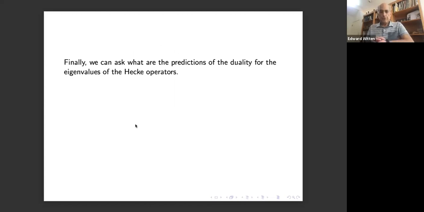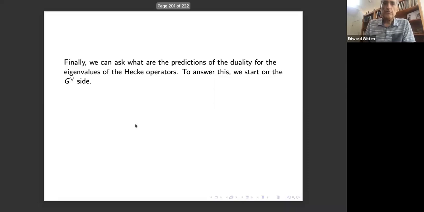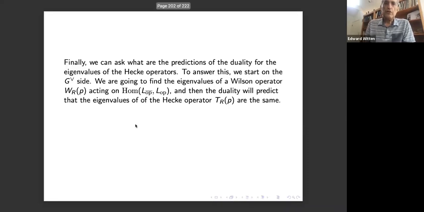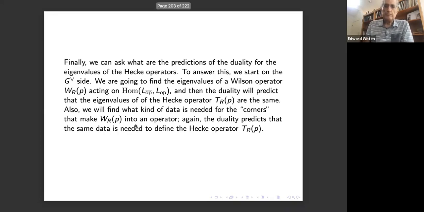Finally, we can ask what are the predictions of the duality for the eigenvalues of the Hecke operators. To answer this, we start on the G-dual side. We're going to find the eigenvalues of a Wilson operator WR of P acting on the Hom space, and then the duality will predict that the eigenvalues of the Hecke operator TR of P will be the same. Also, we'll find what kind of data is needed for the corners that make WR of P into an operator. Again, the duality predicts the same data is needed to define the Hecke operator TR of P.